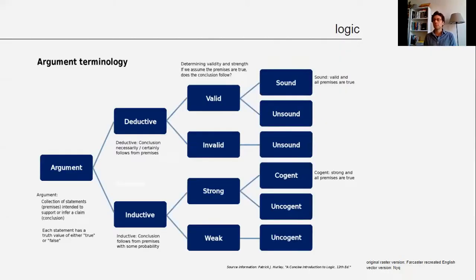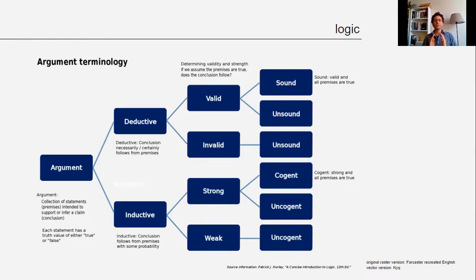Okay, let me just go over some of the terminology that I have explained until now. So first of all, we have an argument. An argument is a collection of statements, as you have seen in our examples, like premises, intended to support or infer a claim, which is a conclusion. Each statement has a truth value of either true or false. This is what we call an argument.